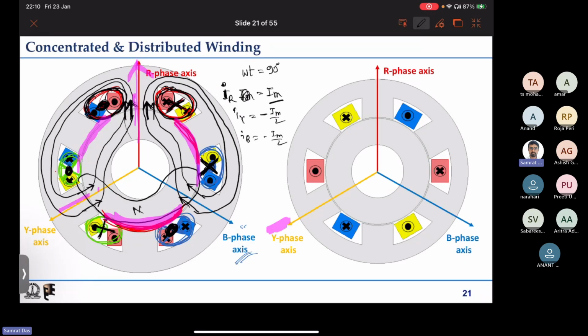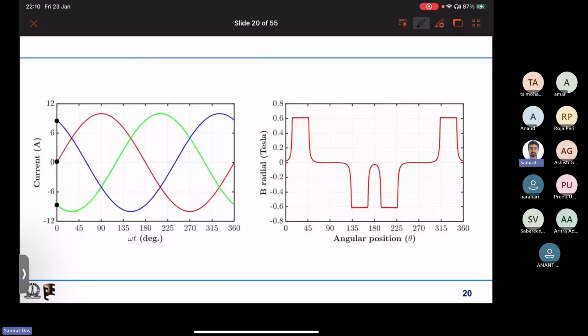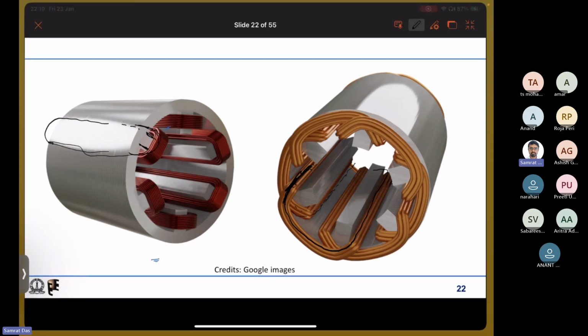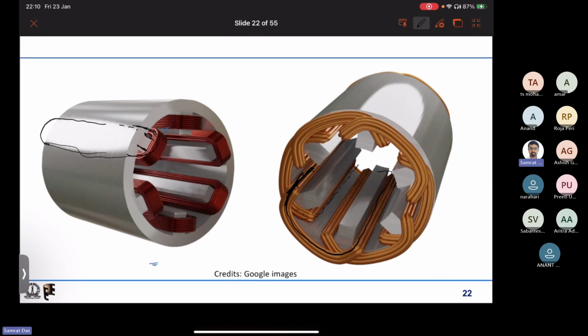It is concentrated only because, as I discussed earlier, concentrated means the two coil sides are around the same pole. So if we have a pole, then the two coil sides, this coil side and this coil side, they are around one single pole, one single tooth, to be more specific, because pole can be confusing. So if that is around a single tooth, then it is concentrated.